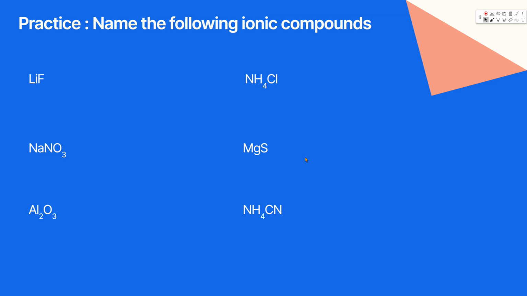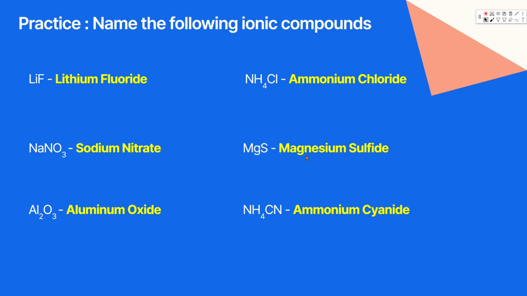Now, here is some practice naming ionic compounds. Feel free to pause the video while you do so, and in a second I'll switch to the answer slide. Here are the answers to the practice. You have lithium fluoride, sodium nitrate, aluminum oxide, ammonium chloride, magnesium sulfide, and ammonium cyanide.